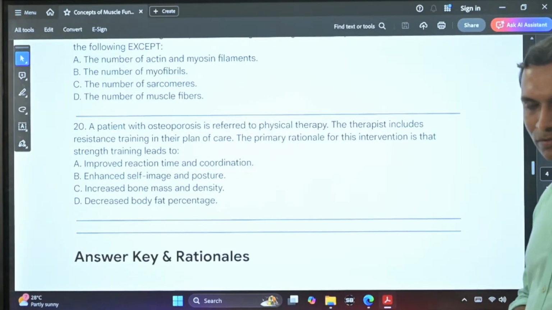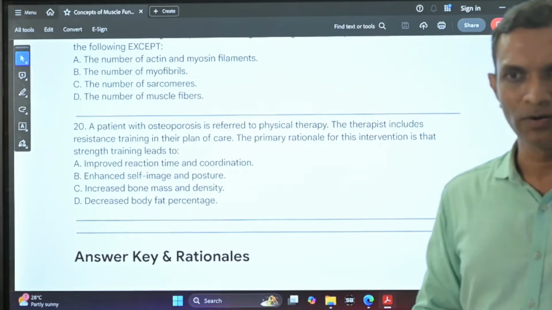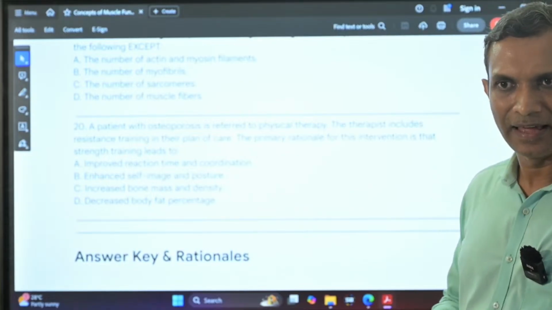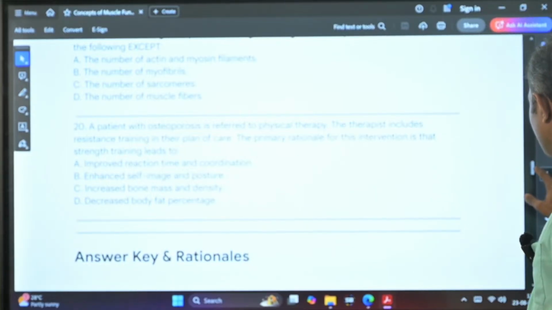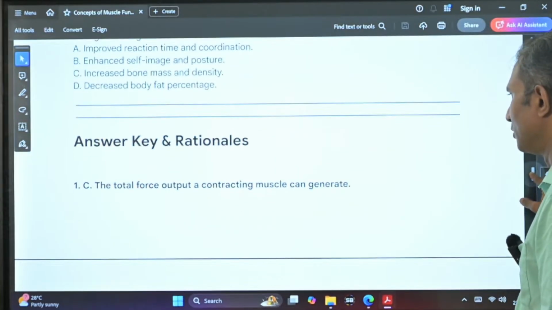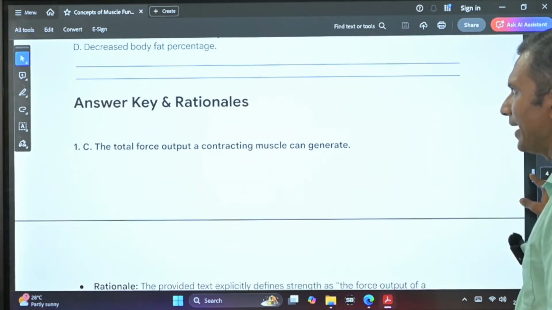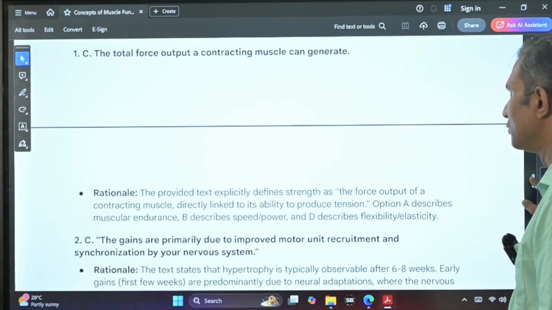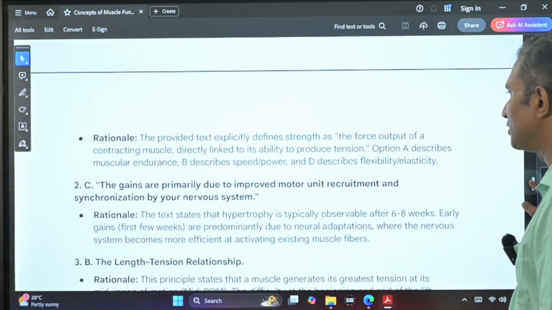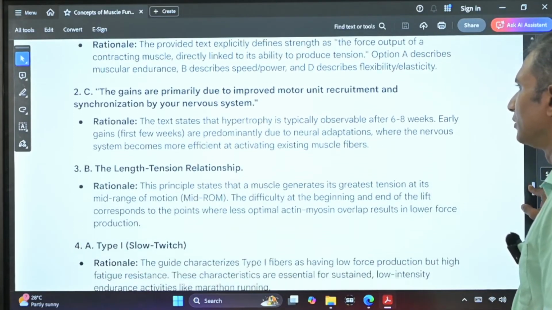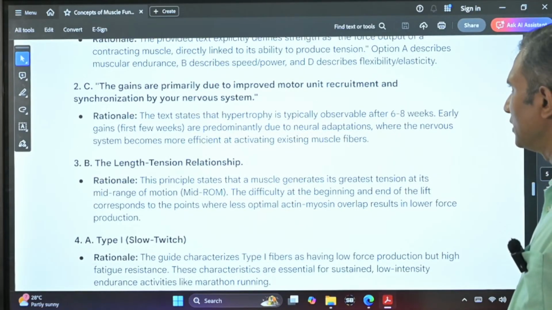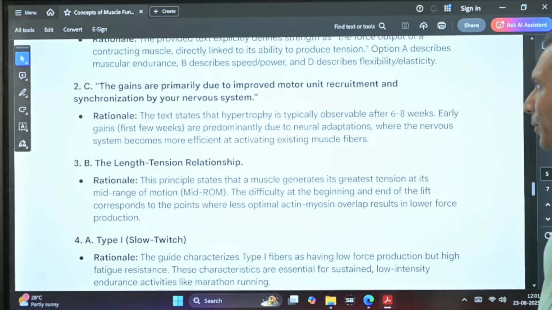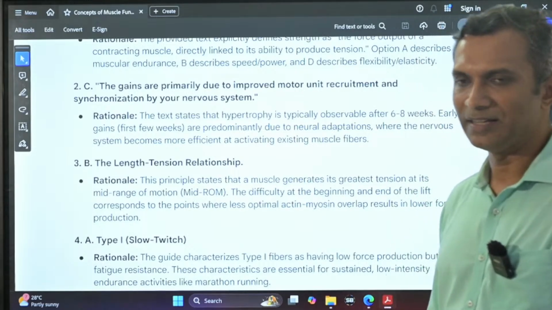Okay, so I hope all your notepads are on now. We are just going to discuss the answer keys and then you can cross check. So question number 1, the answer is C. Total force output. Question number 2, C. The gains are primarily due to improved motor unit recruitment and synchronization.